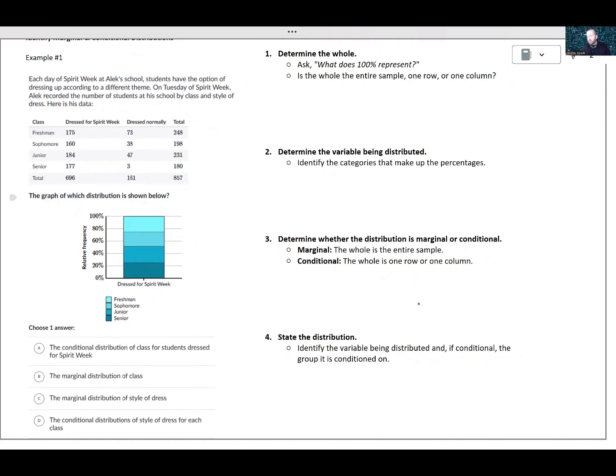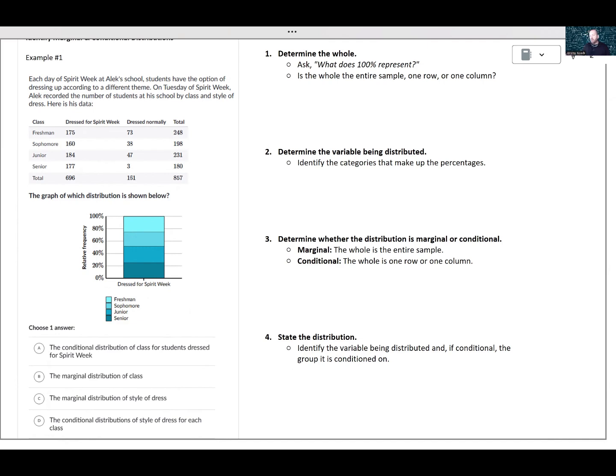And we want to know which graph or the graph of which distribution is shown below. So they show us this graph here, and we have to figure out which answer choice matches the graph given the graph and the table information. And so I wrote some general steps for us here. Step one is determine what the whole is. So we have to ask ourselves, what does 100% actually represent here?